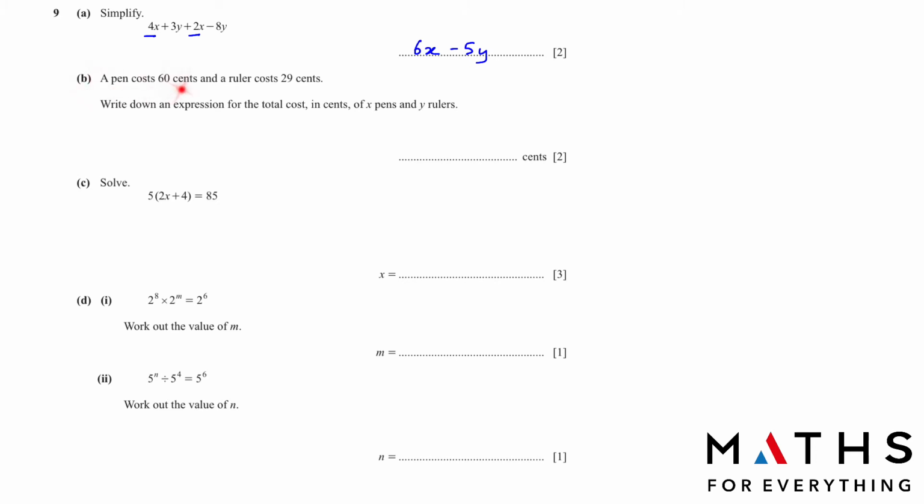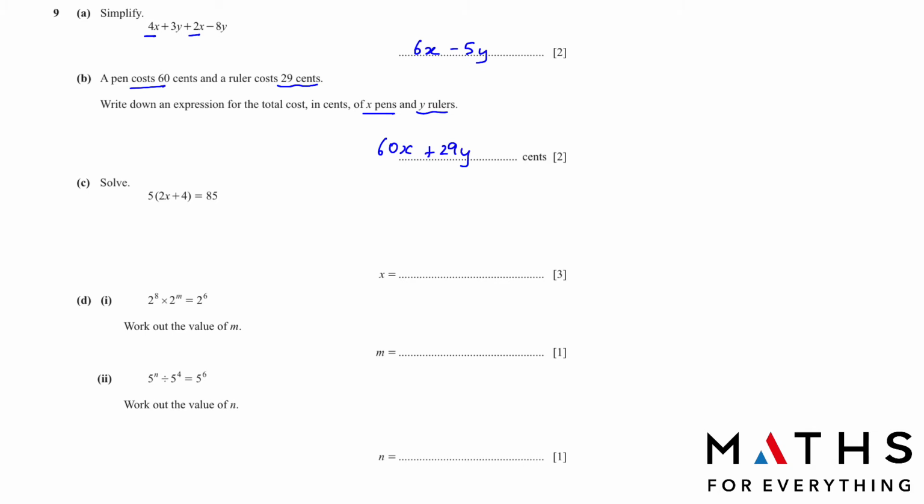A pen costs 60 cents and a ruler costs 29 cents. Write down an expression for the total cost in cents of x pens and y rulers. So pens are x and the cost is 60. We will write 60x, and the rulers are y and they cost 29 cents, plus 29y.